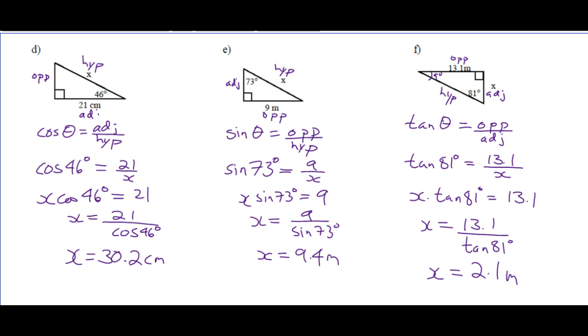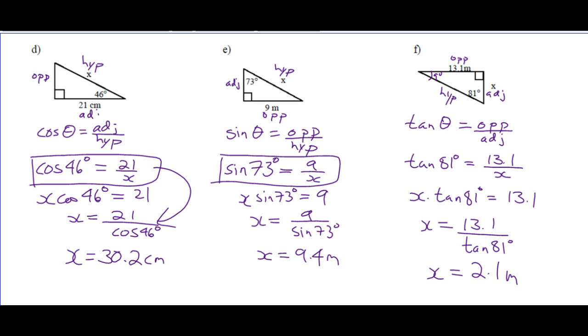Oh, now I was going to show you the shortcut. So the shortcut, if you're solving something like this, is that you can go directly to that step. What you're basically doing is interchanging these two guys, right? And the reason you're doing that is you're cross-multiplying. You're multiplying both sides by x and then dividing both sides by cos 46. So if you want the quick way, you just interchange the x and the sin 73, and here you interchange the x and the 13.1.